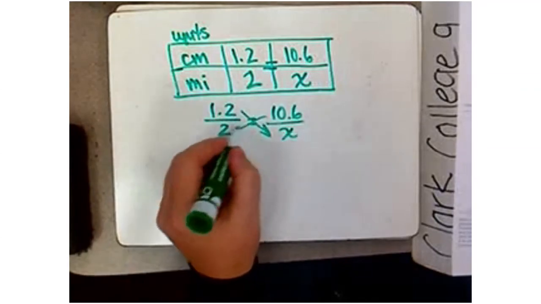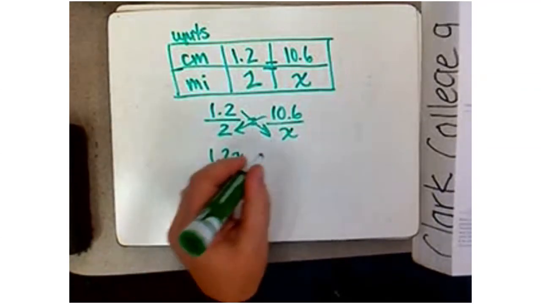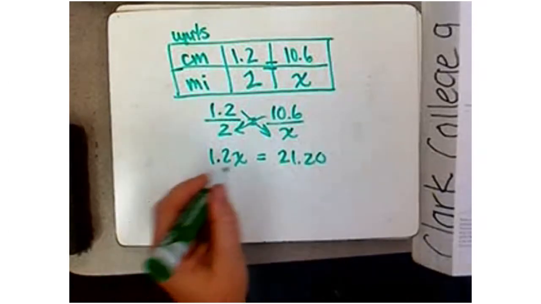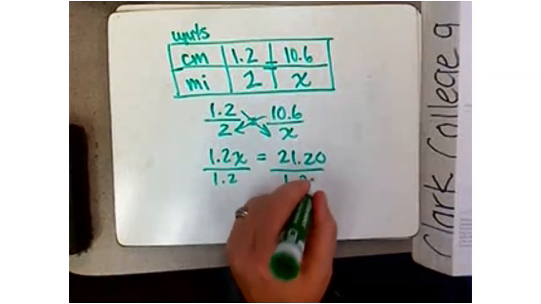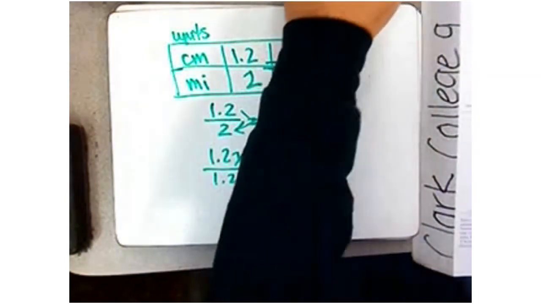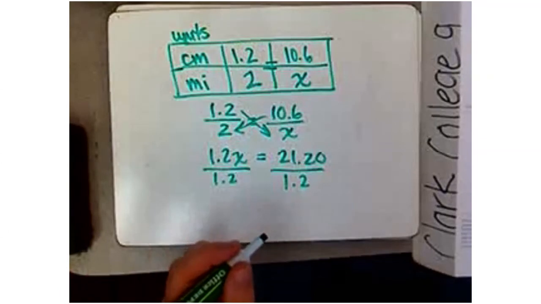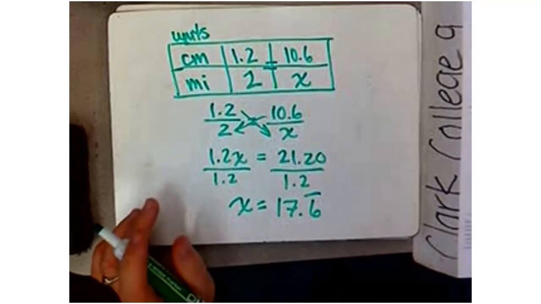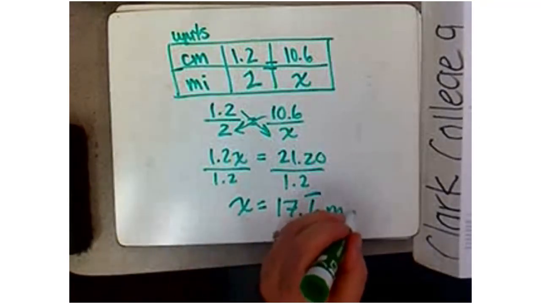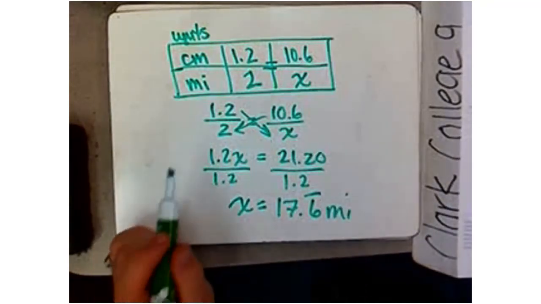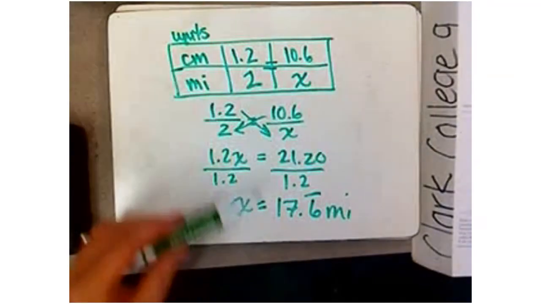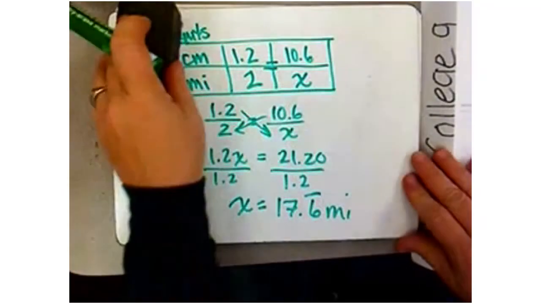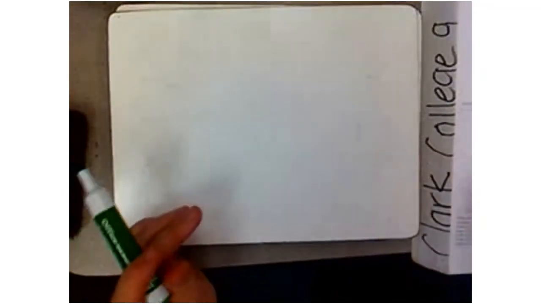And we're just going to cross multiply. We get 1.2x equals 2 times 10.6, which is 21.2. And then we're going to divide by 1.2 on both sides. 21.2 divided by 1.2. X is approximately 17.6 repeated. And that would be miles. We'd want to label that MI. Okay? So you can take any story problem and turn it into a proportion just by using this 6-celled box method. Let's do one more in example 7 on page 461.